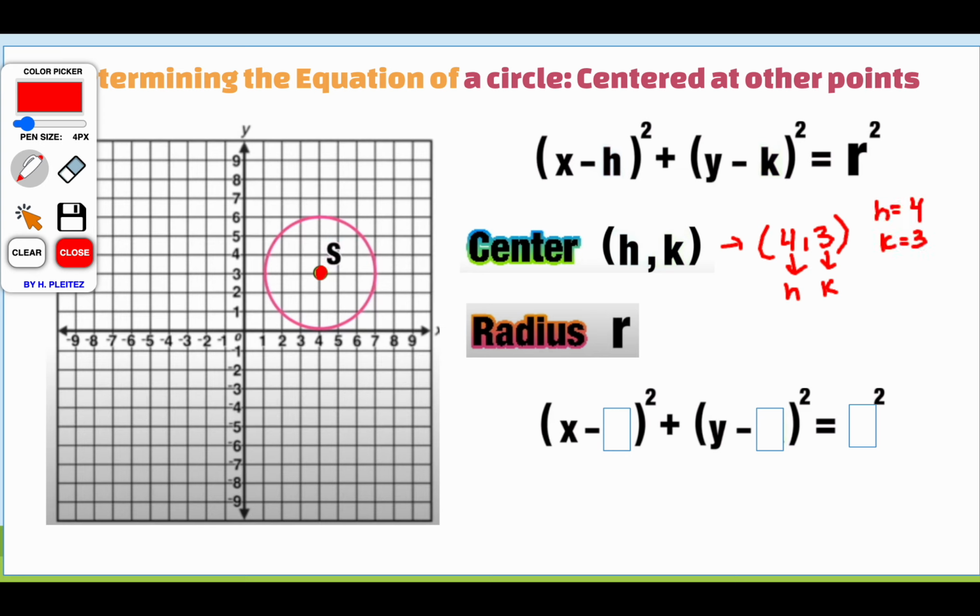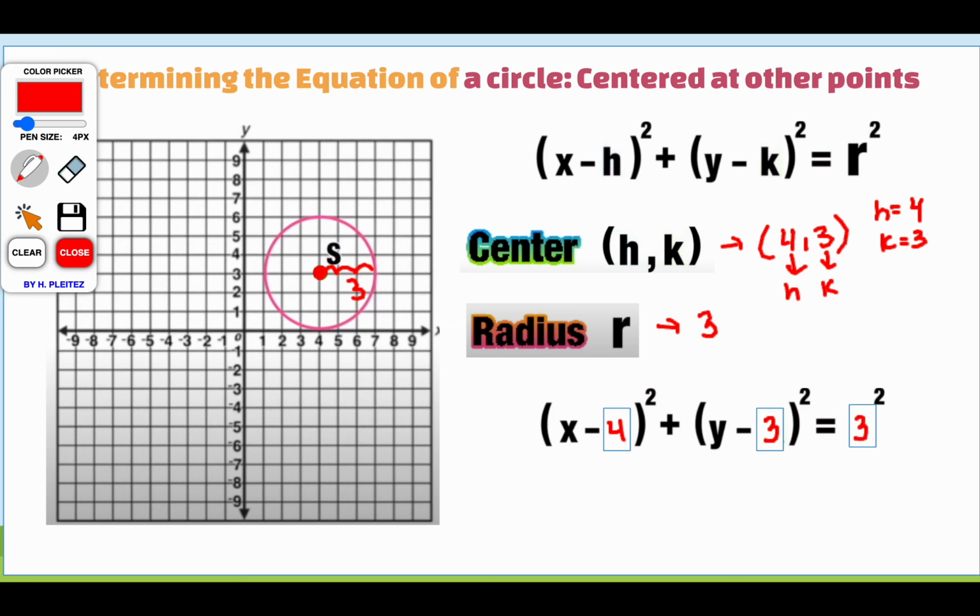Now what that means is that our h value is 4, our k value is 3, and then our radius, we can luckily use our graph to figure it out. Our radius is going to be 3 units. So r equals 3. And now we go ahead and substitute. So x minus our h value is 4 squared, plus y minus our k value, which is 3 squared, equals our radius, which is 3 squared.